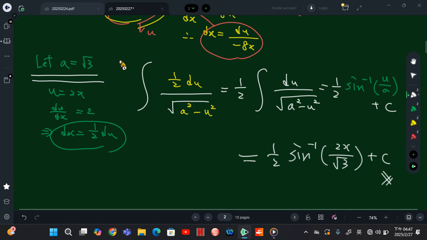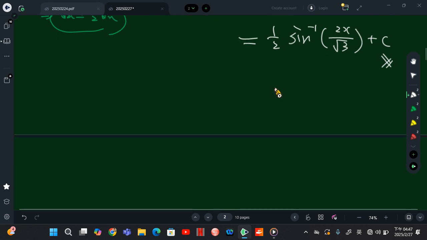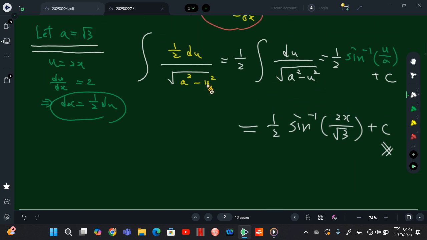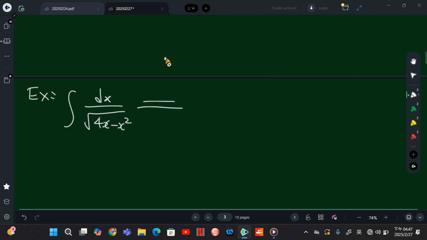Okay, I will show you a second example. Is that okay? Let me just show you a second example, if I ask you to do this one. I believe you may follow a very intuitive way and replace this part by u. But actually it doesn't work, again, it doesn't work. But follow this.